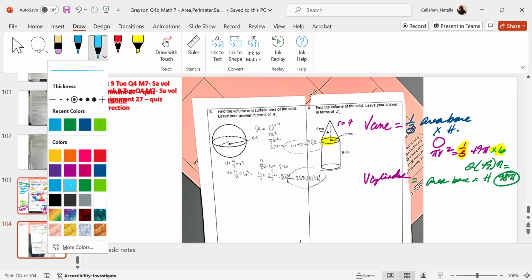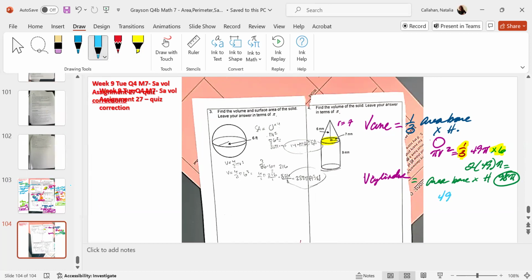Area of the base, we already found the area of the base, didn't we? 7 squared pi, correct? What's the height of the cylinder? Height of the cylinder is 9. So 49 times 9 pi. She asked to keep all the answers in pi. So make sure you add the two together.